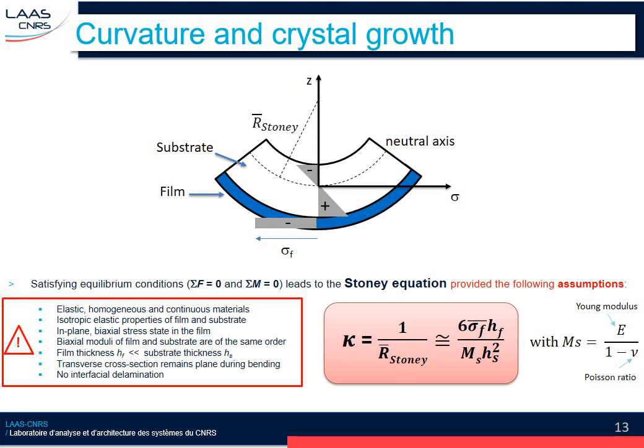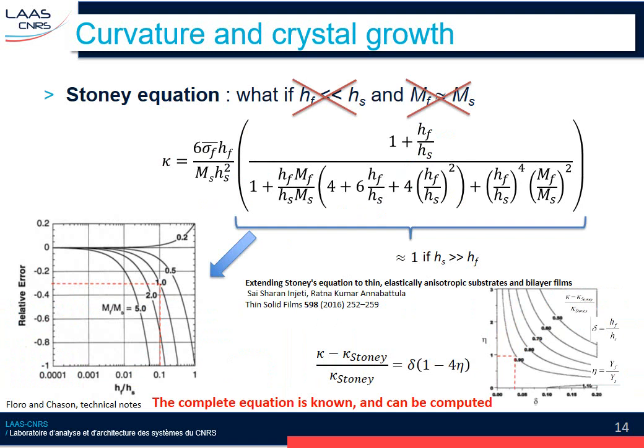This Stoney equation is valid, provided some assumptions. The most important ones for us being that the biaxial stress of film and substrate are the same, and that the film thickness is significantly smaller than the substrate thickness. If this is not the case, then you can use a correction factor, but in all that I will show you today, this correction factor is very close to 1. So we'll just use the simplified Stoney equation.